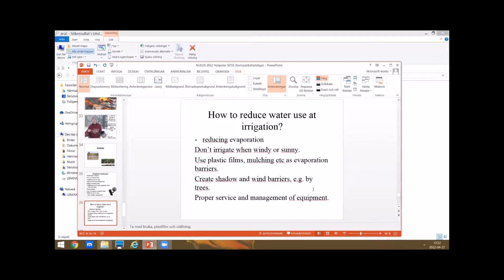So the wind is slowed down and does not dry out the soil so much. We should have proper service and management of the equipment.